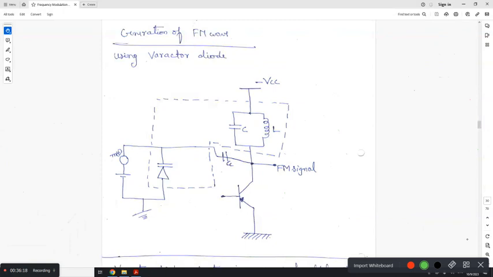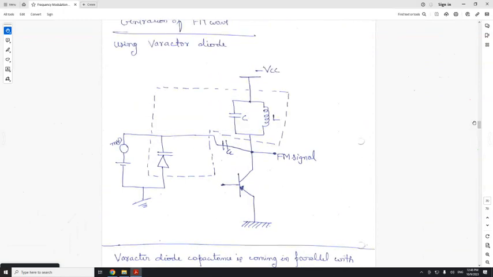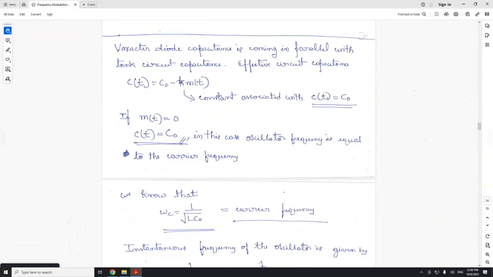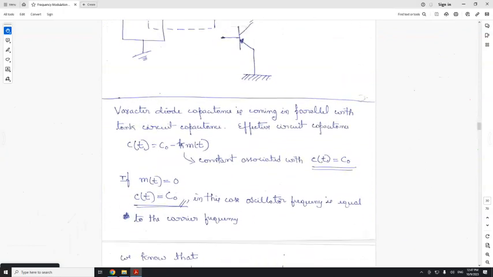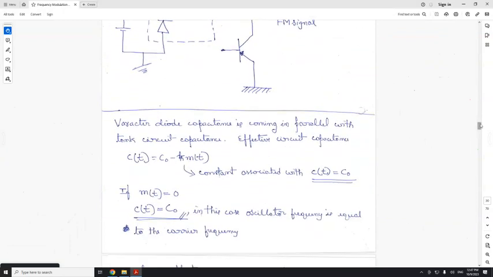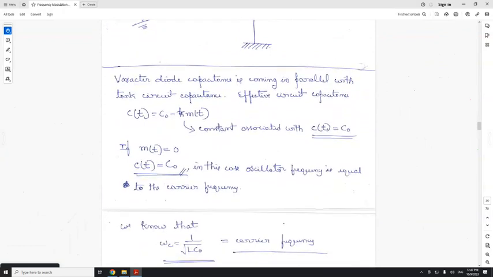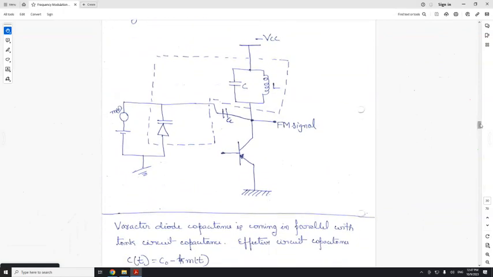Hope you're understanding, right? Let us see the other circuit. Have you understood about this circuit now? A simple tank circuit. Let us see some calculations here. In this circuit, you can see the varactor diode comes in parallel with the tank circuit. Now the capacitance of this is equal to C naught. The effective circuit capacitance is C of t equals C naught minus K into m of t. Because it is reverse bias, we are putting a minus here. You know that these capacitances are in parallel, and when capacitances are in parallel, you just add them. Yes or no?